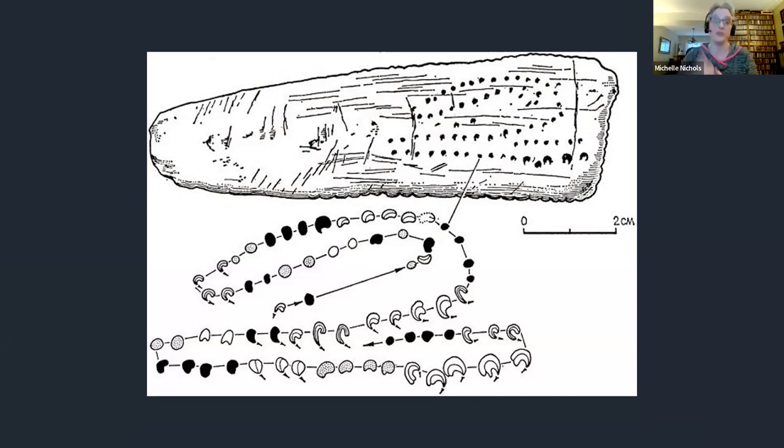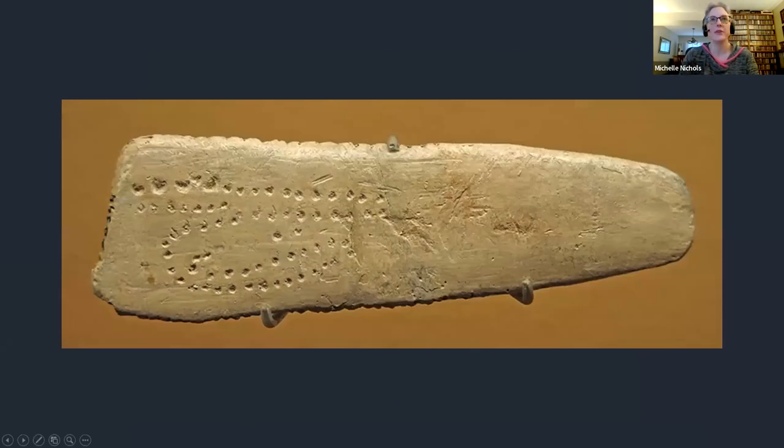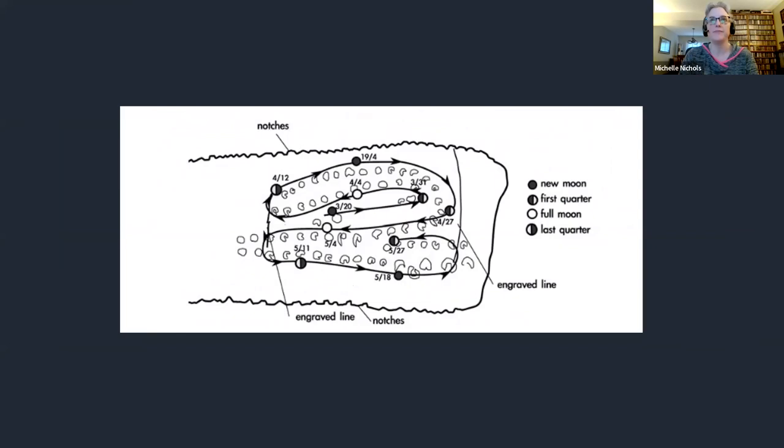You can just compare what you see in the sky to what you see on this carving. Now, you might not have noticed there are actually notches on the edges. I'll go back to the original one. Now, if you look at them, you can probably see them much more readily. There are notches on the top and bottom of this bone. Now, this provides a simple coordinate system used to put the images in the right spots on this antler bone.